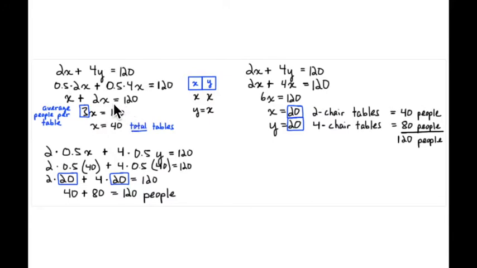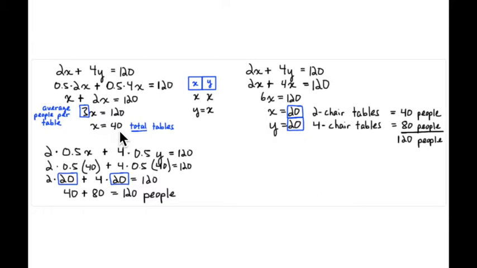And how many total people are you going to seat? That's 120 people. So every time I seat 3 people, that's 1 table. How many times can I do that? 120 divided by 3 is 40 times. This is 40 total tables.